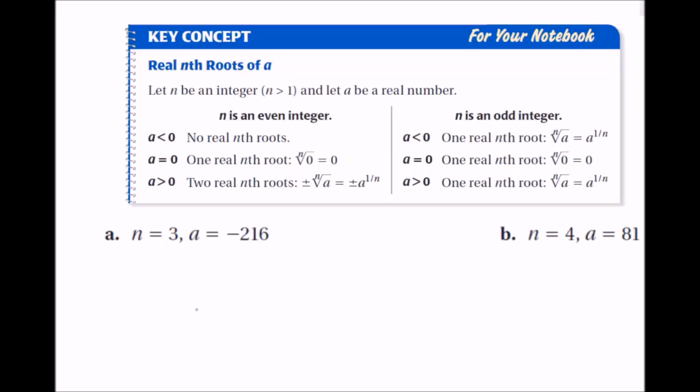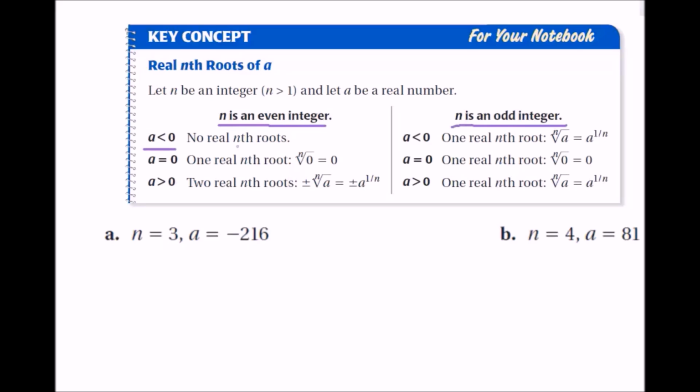First concept is finding the real nth root of a, and I just ripped this out of the textbook. It says let n be an integer where n is greater than 1, and let a be a real number. So there are two situations. n could be an even integer, or n could be an odd integer. And what you need to do is look and see what is a.